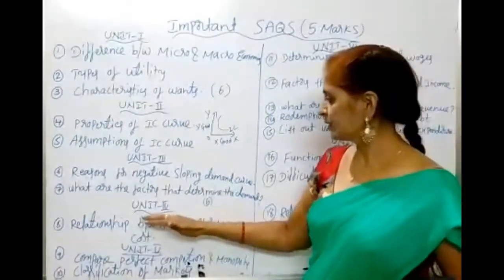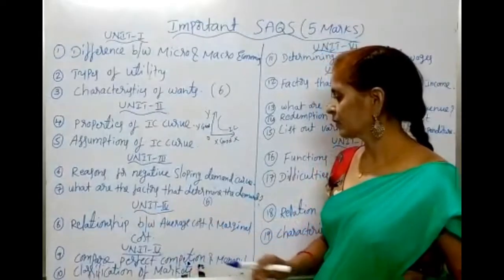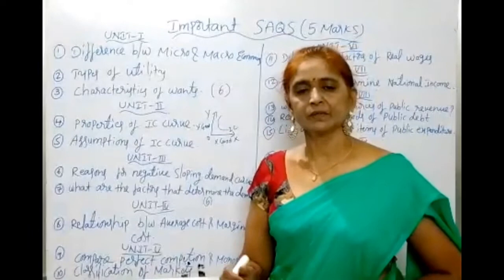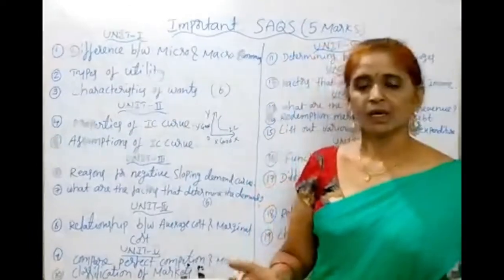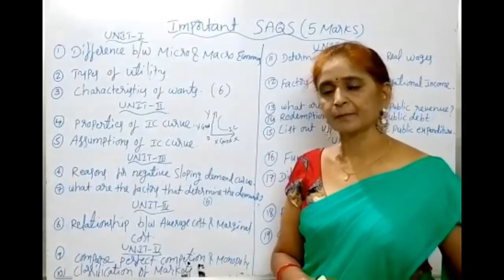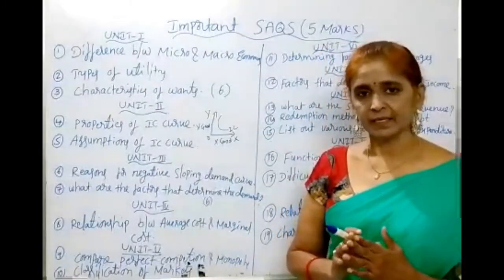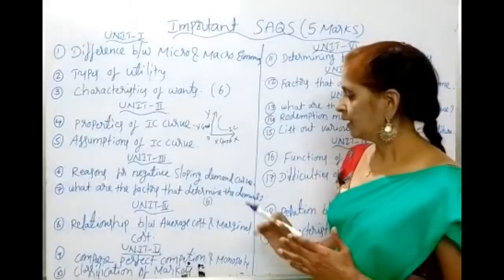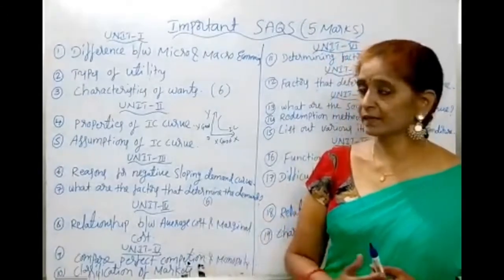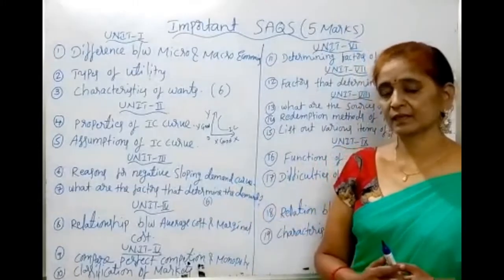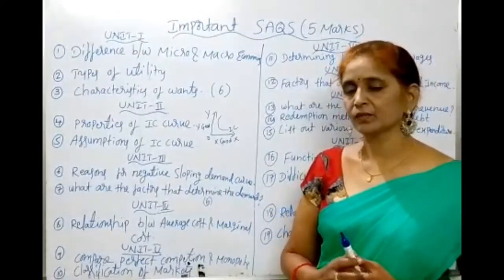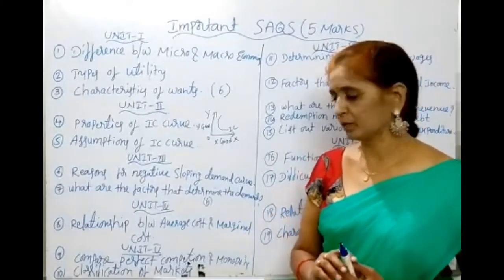Okay. Next, coming to unit 4, the most important question is the relationship between average cost and marginal cost. First, you have to write the introduction, that is, the meaning of average cost and marginal cost. Later, draw the diagram. The relation between average cost and marginal cost has 3 stages, so explain the 3 stages. While drawing the diagram, draw it carefully. Why? Because you will get most of the marks for the diagram only.